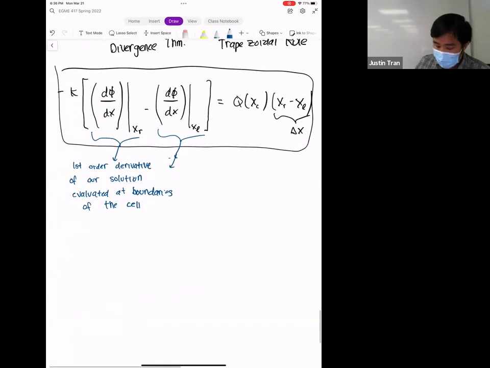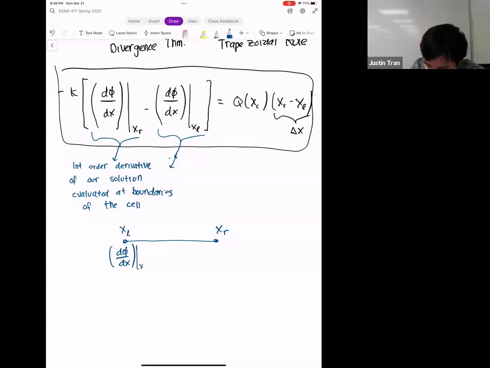So that's true there as well. If I were to draw it out, here's our cell, which I've blown up a little bit. The x coordinate here is xl, and the x coordinate here is xr. When we say d phi dx at xl, what I mean is d phi dx at this location here, as well as d phi dx at this location here. In order to complete this equation, we have to evaluate these two derivatives.